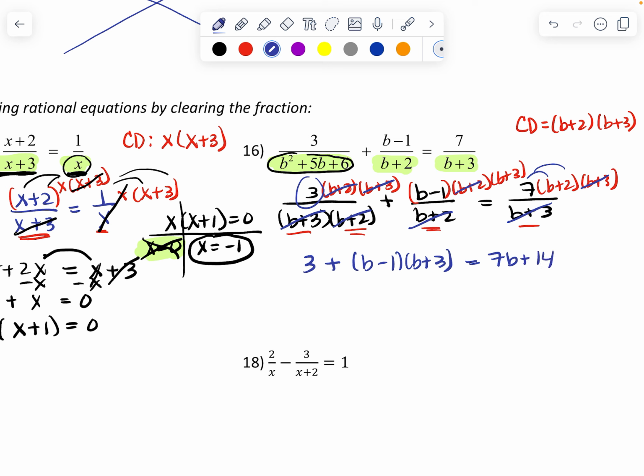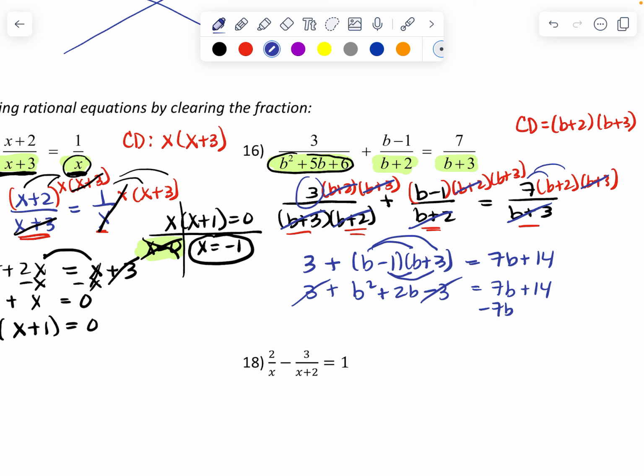Okay, now let's go ahead and FOIL this out. So b times b is b squared. Then 3b minus 1b is 2b. And -1 times 3 is -3. And that equals 7b plus 14. Okay, I also noticed that the 3's cancel out here, right? Let's make this thing equal to 0.